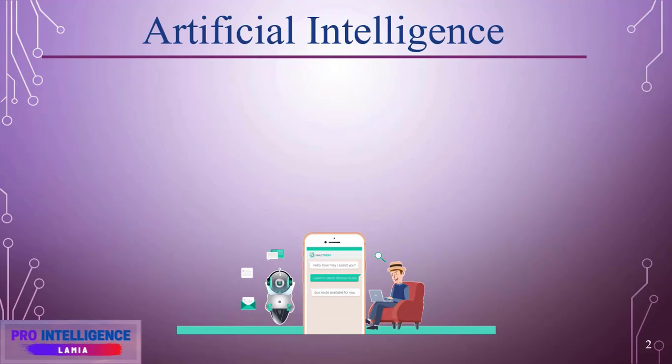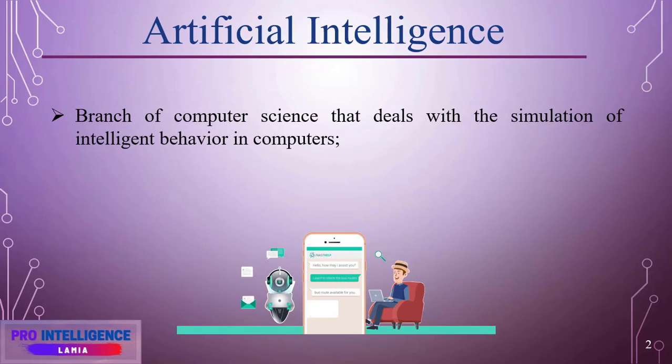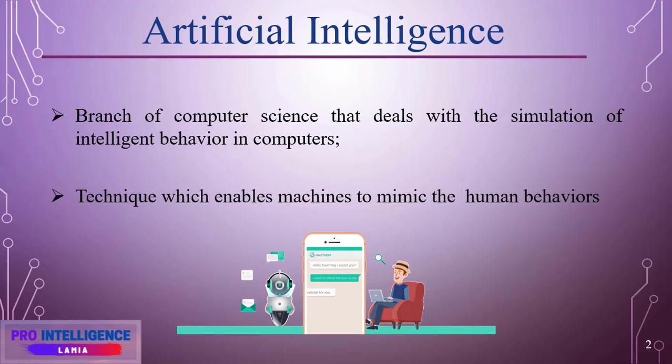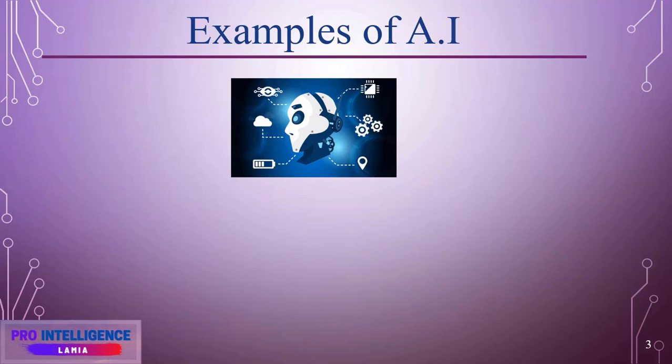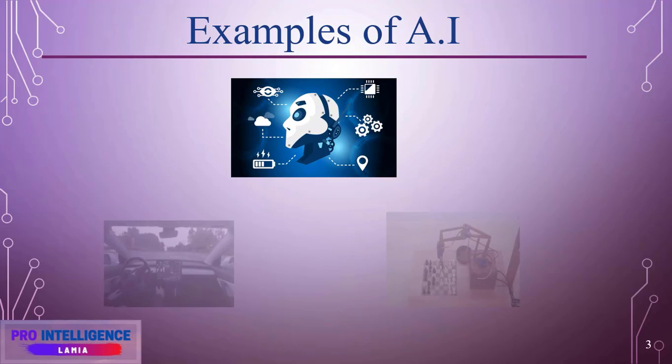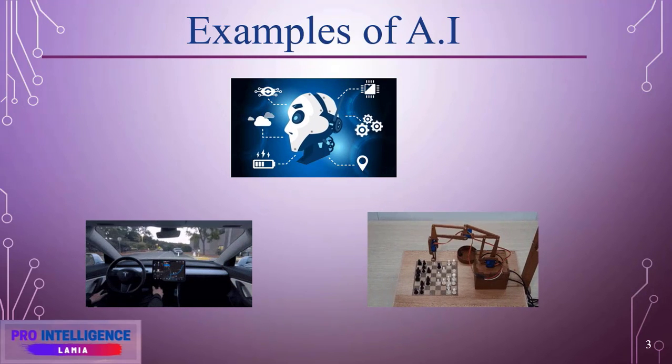There are different definitions for artificial intelligence. One of them, it is a branch of computer science that deals with the simulation of intelligent behavior in computers. It is also a technique which enables machines to imitate or mimic the human behaviors. Some of the examples where artificial intelligence is applied are self-driving cars, chess computers, Siri, and many more.